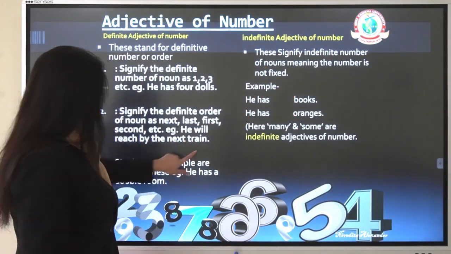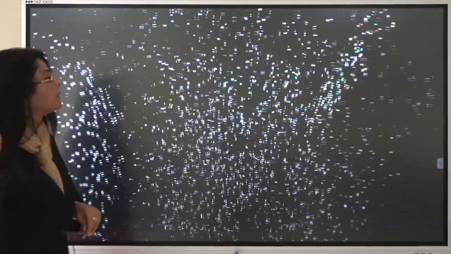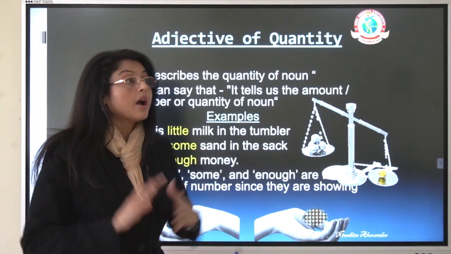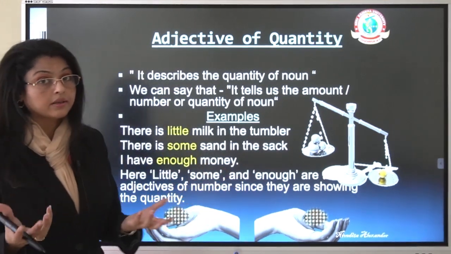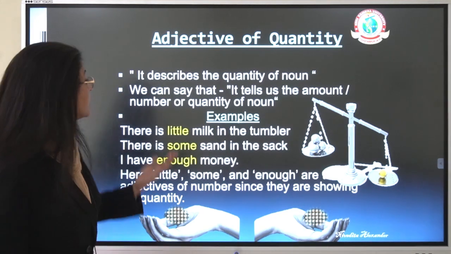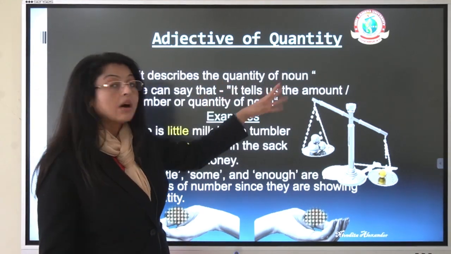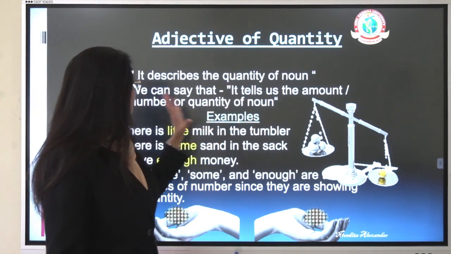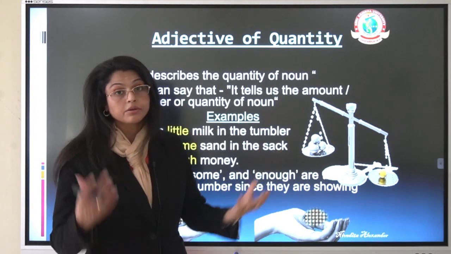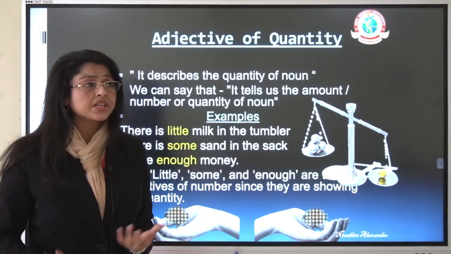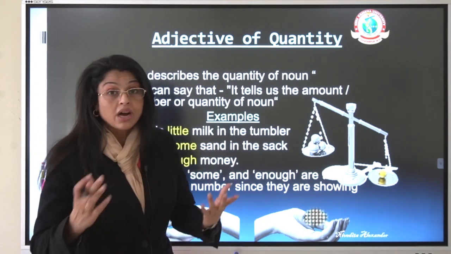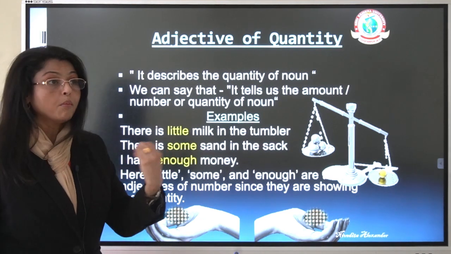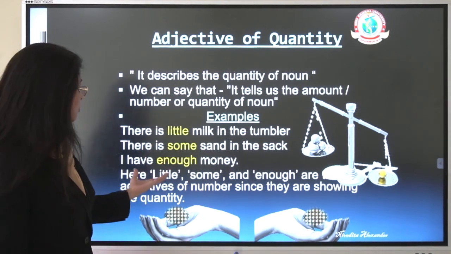We are going to see another type of adjective, which is adjective of quantity. Again, the quantity, right? Large amount, small amount, these are the units of quantity. It describes the quantity of a noun or a pronoun. We can say that it tells us the amount, number or quantity of a noun. It could be anything: 1 kg, 2 kg, 3 kgs, 1 liter, 2 liters, 1 ounce, 2 ounce. These are specific quantities, like little, more, some, few, enough money.